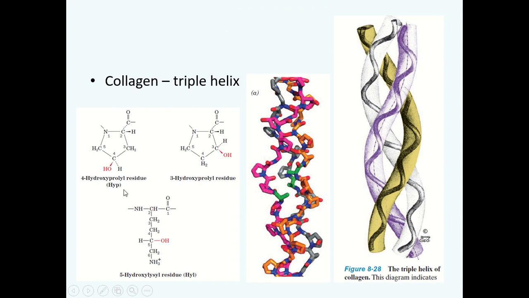Collagen has derivatives of the standard amino acids. It contains hydroxyproline and hydroxylysine. So this hydroxylation is important for the structural integrity of collagen. Collagen is a triple helix in which three chains are arranged in a helical fashion, as depicted in this diagram.